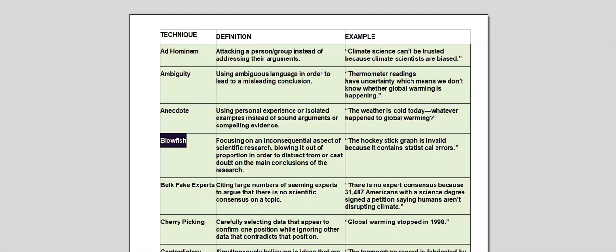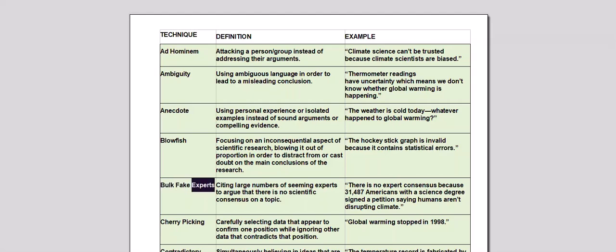Blowfish: focusing on an inconsequential aspect of scientific research, blowing it out of proportion in order to distract from or cast doubt on the main conclusions of the research. The hockey stick graph is invalid because it contains statistical errors.